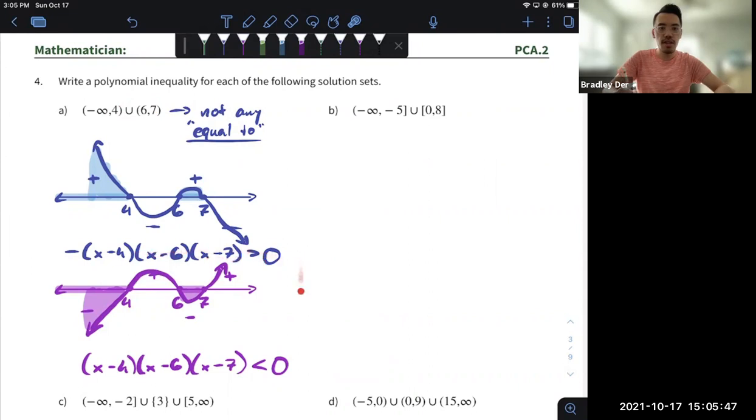All right, so two possible solutions for you here. You do not need both of them in an assessment scenario. Like if this is a test question, it just says write a polynomial inequality. That's singular. You don't need both, you just need one.